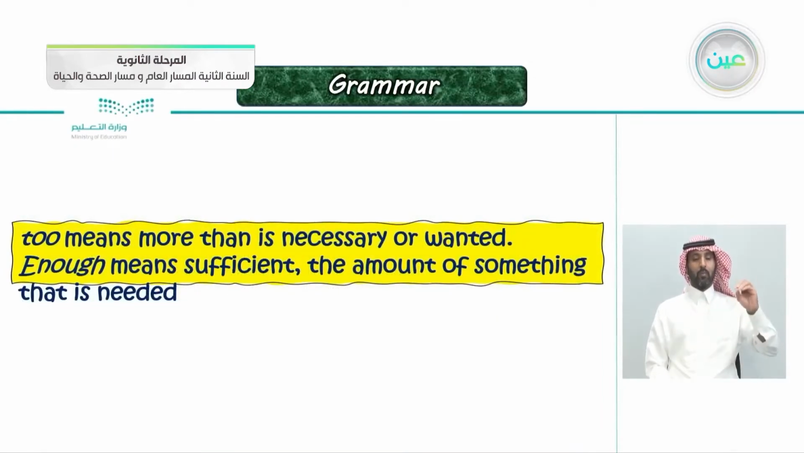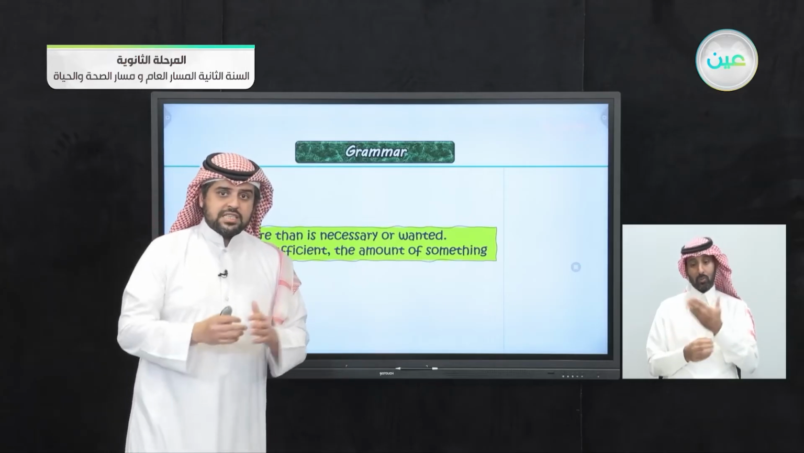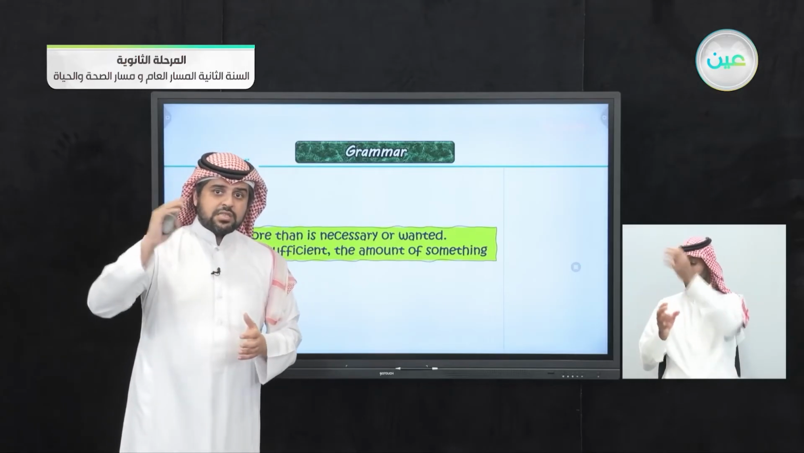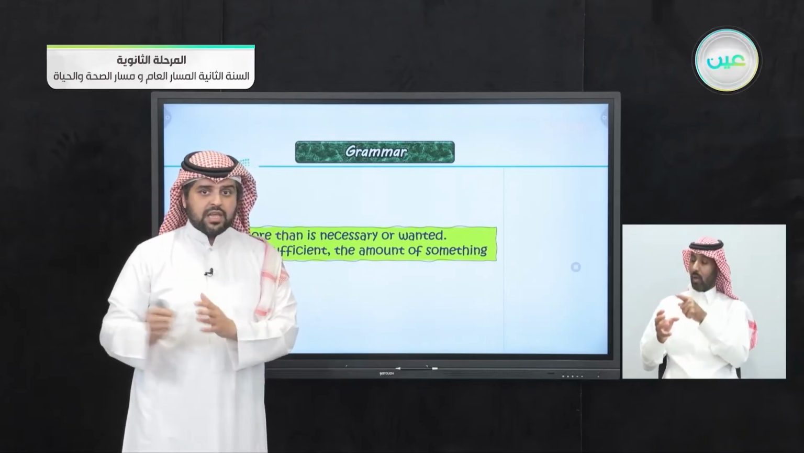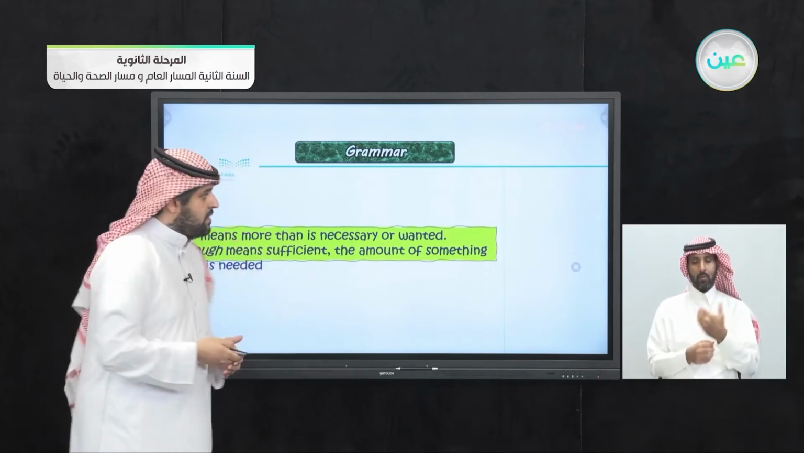"Too" means more than is necessary or wanted. It's almost the same meaning as extremely. "Enough" means sufficient, the amount of something that is needed. So enough means the perfect amount to do something. She is tall enough to reach the shelf. They have enough money to buy the house. So they have the correct amount of this thing to do that thing.